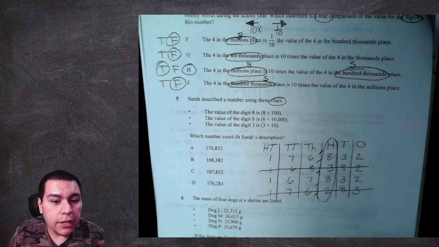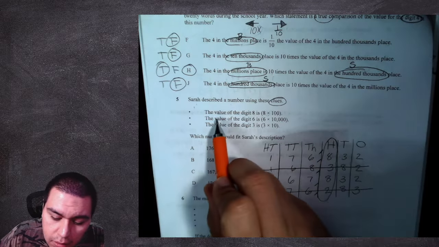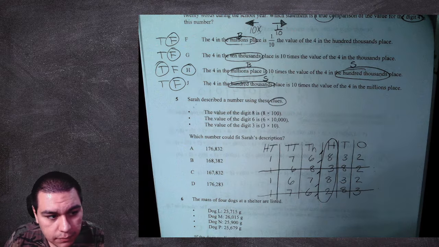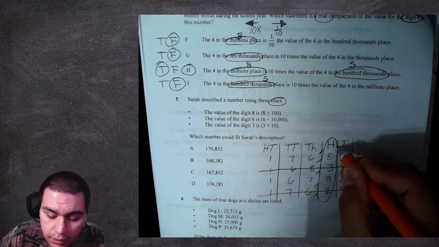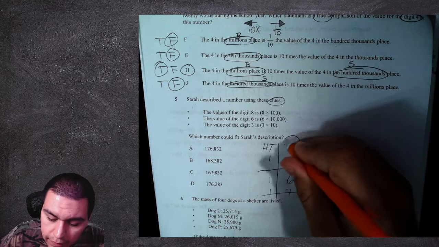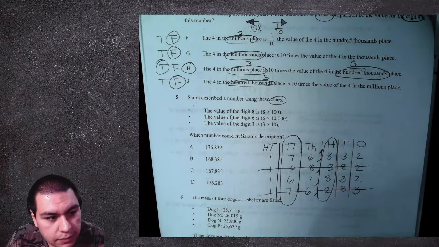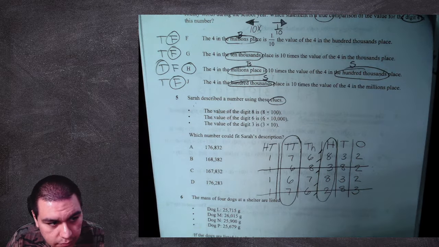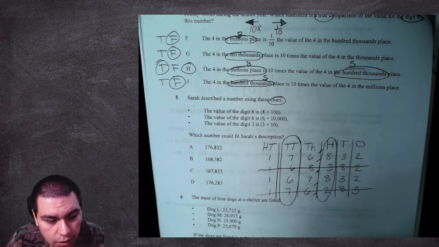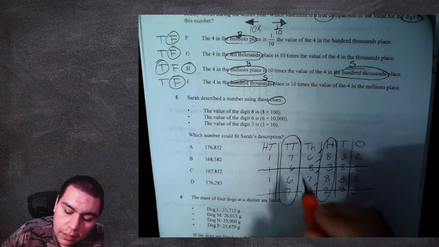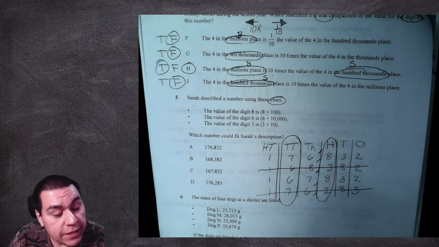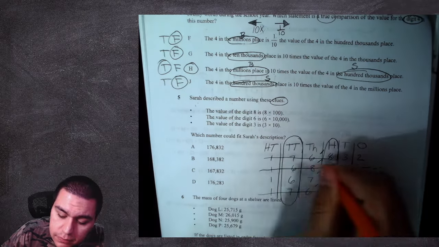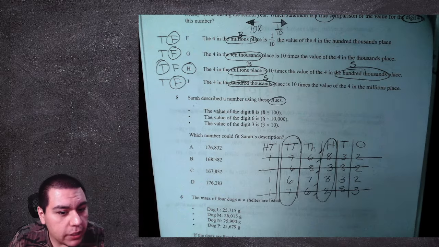Now I have to use the second clue, the next clue they gave us. The value of the digit 6 is 6 times 10,000. So instead of looking at my hundreds place now, I'm going to look at my 10,000s place. I'm going to circle my 10,000s place, and I'm looking for the number 6. I already got rid of two answer choices, so I only have two to check. If I see the digit 6, it's okay. If I don't see a 6, I'm crossing it out. 7. 7 is not 6. I only have one answer choice left.